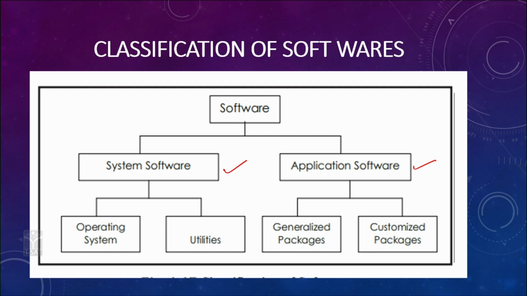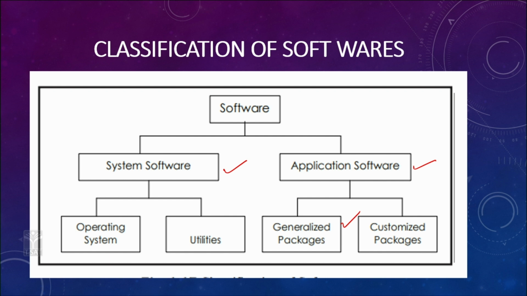Application software is classified into two kinds: one is the generalized package, and the other is the customized package. Clear? This classification is very important. Software is classified into two basic kinds: system software and application software. System software is divided into two categories: operating system and utilities. Application software is divided into two categories: generalized package and customized package.